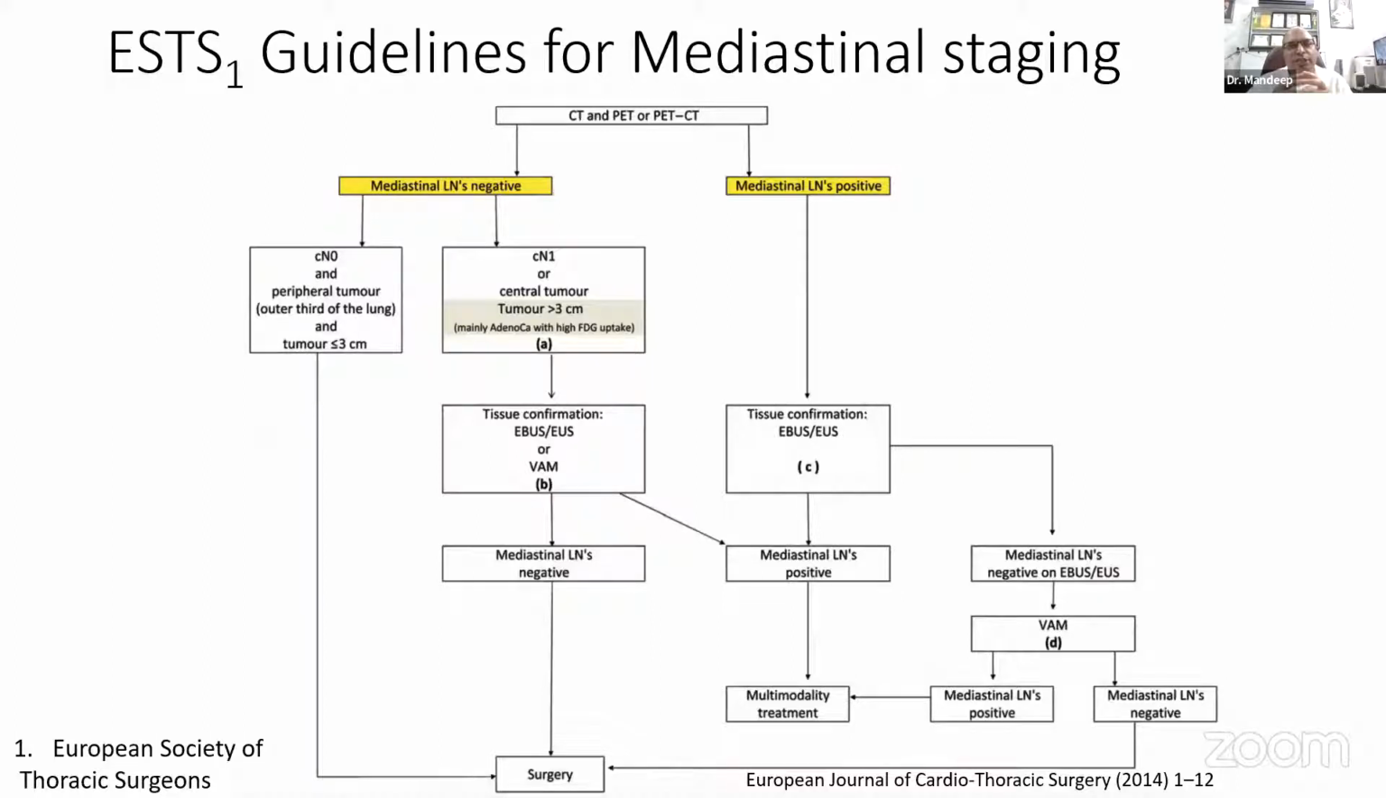So these are the current staging protocols being followed. Two are similar: the European Society of Thoracic Surgeons. Currently, we do a CT and PET. If mediastinal lymph nodes are negative in both and the tumor is a peripheral one less than 3 centimeters, we may directly proceed with the surgery.